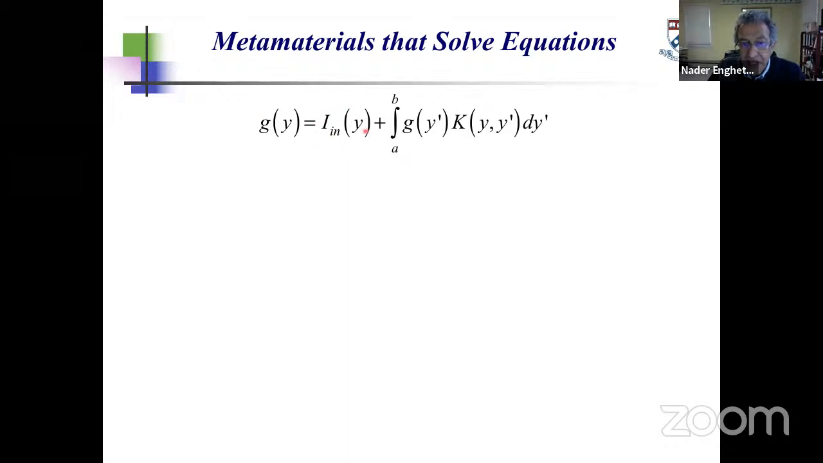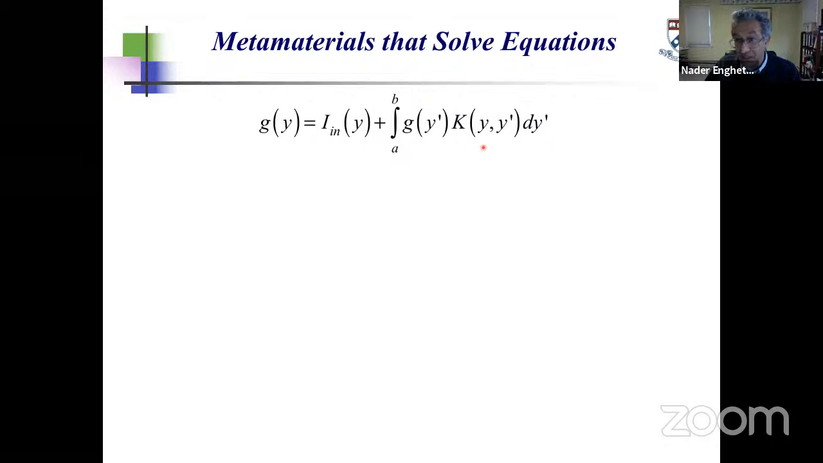The I sub n is the arbitrary input that you put into the equation, and the kernel is given. This is a kernel, and you would like to know what would be the output, or what is the solution to this integral equation, function g, for any arbitrary input that you put there for a given kernel.